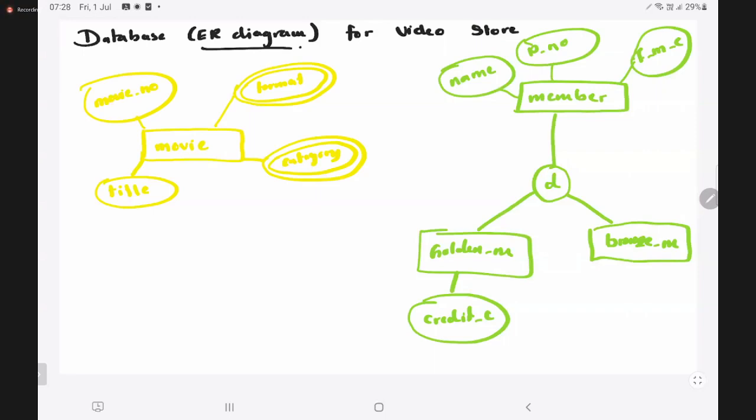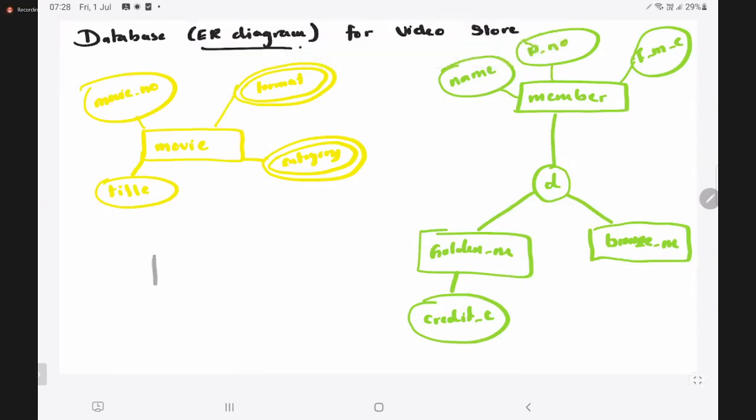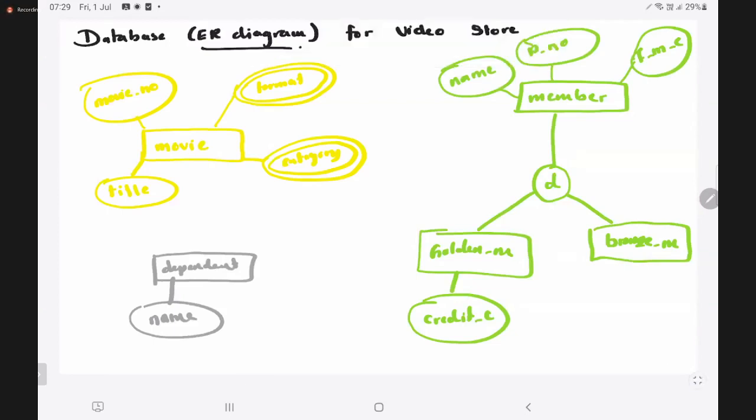One member has a number of dependents. There is another entity called dependent. They have name here, only name. This is about entities of our ER diagram. Now let's draw the relationships between these entities. Right?